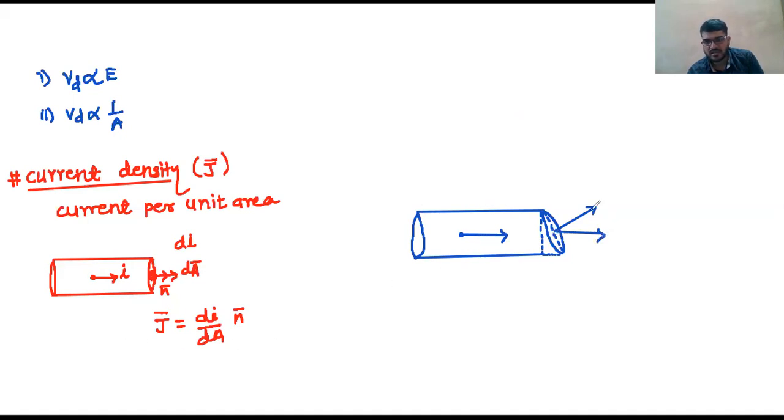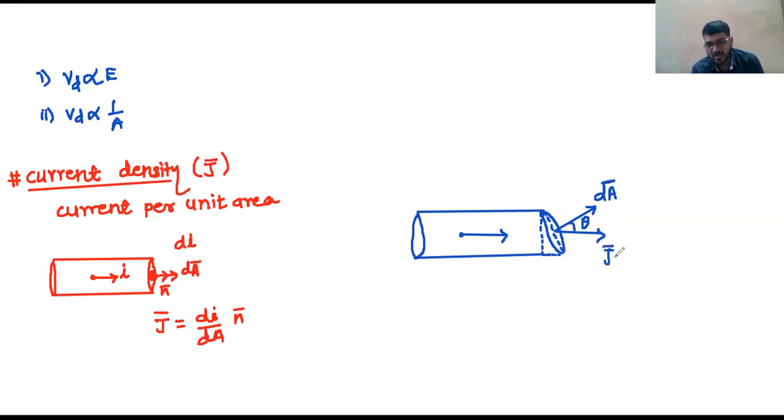Yes, this is current, and this is the area element. This angle is theta. In this case, both are in the same direction. That's why you got it like this. So here what we should do, this is your dA bar, and this is J bar.